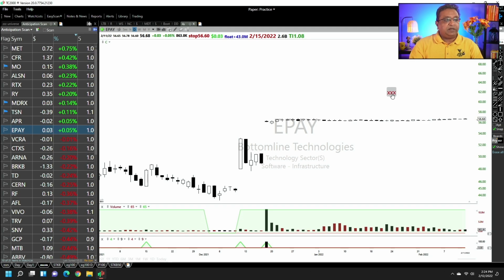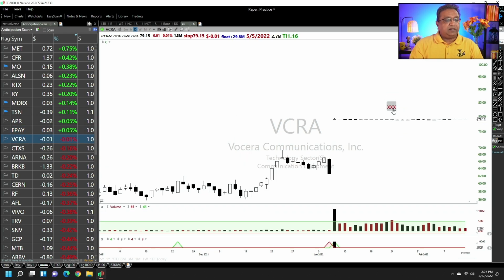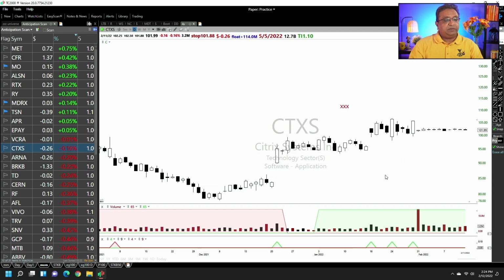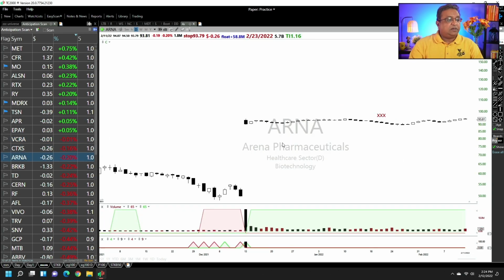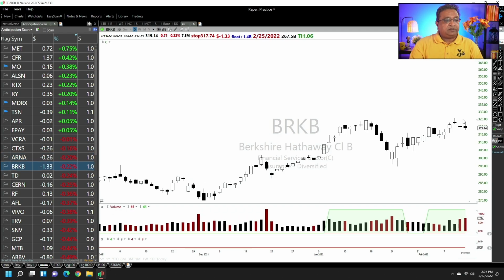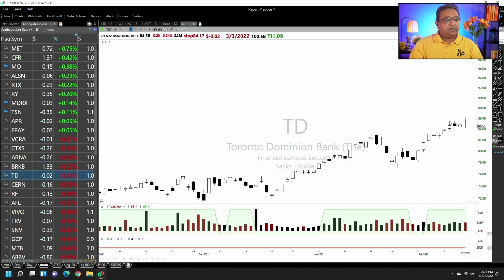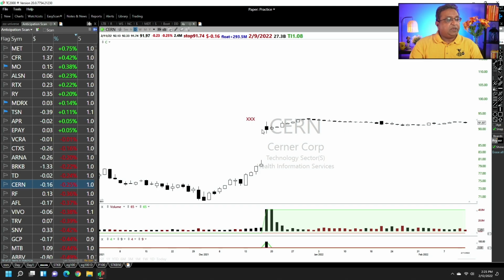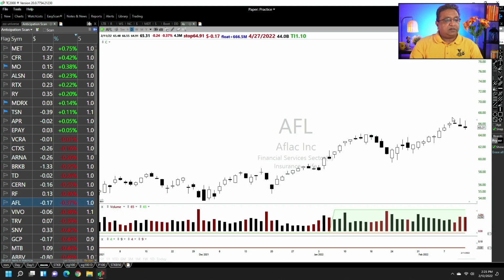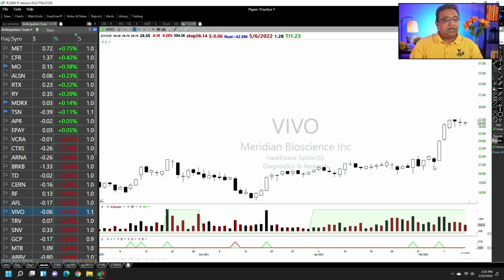So whenever a company announces a buyout, I normally put this thing manually on these charts so that when I'm running this scan, I know these are buyouts. Okay, so these are all buyouts. Citrix Systems is a buyout. Arena Pharmaceuticals is a buyout. So you have Berkshire Hathaway, but the volume is higher here, so I don't want to look at that. You have Toronto Dominion Bank. I don't really see anything there. Again, this is a buyout. Okay, this is a buyout. This is also not a good setup. Aflac, the volume is higher on this.